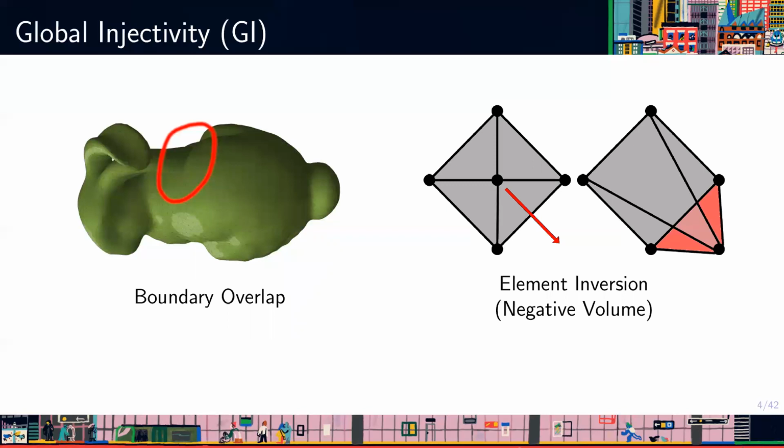Many applications in deformation and shape mapping require that there be no boundary overlap and no inverted elements, which together ensure that the mapping is globally injective. There are many robust methods for this in 2D, but preventing global overlap can be particularly challenging in 3D domains.